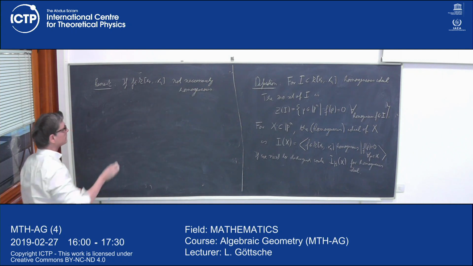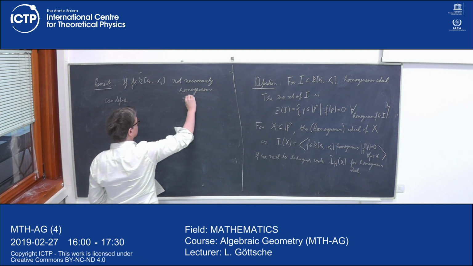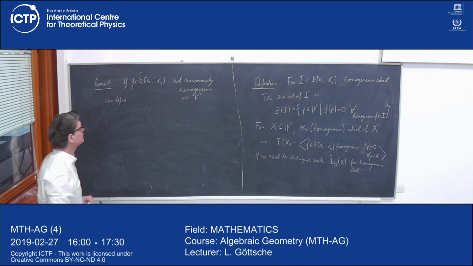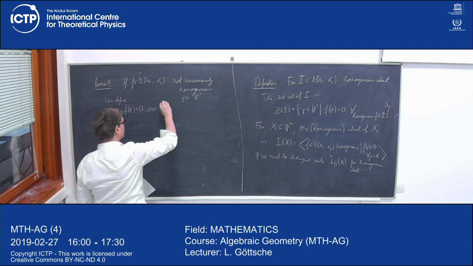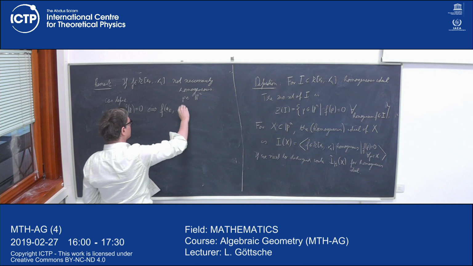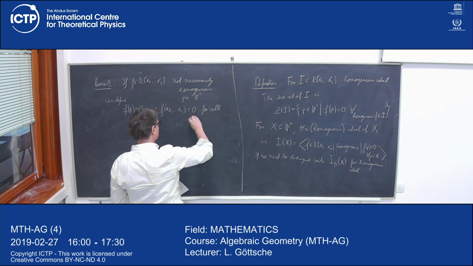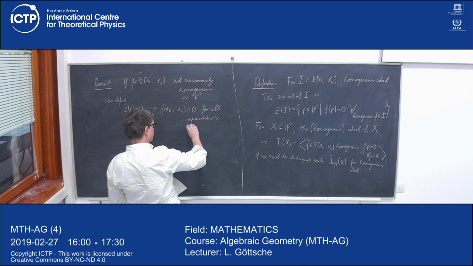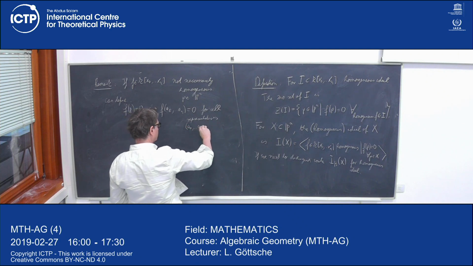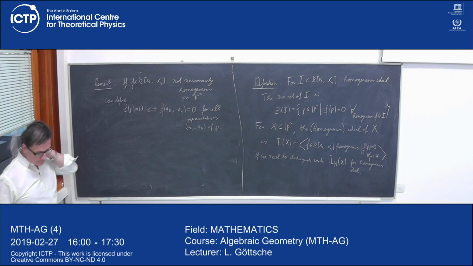We could still define, where P is a point in Pn, that f of P is equal to 0 if and only if f of A0, ..., An is equal to 0 for all representatives A0 to An of P. Now, that makes some sense, and we will actually see that this is reasonable.